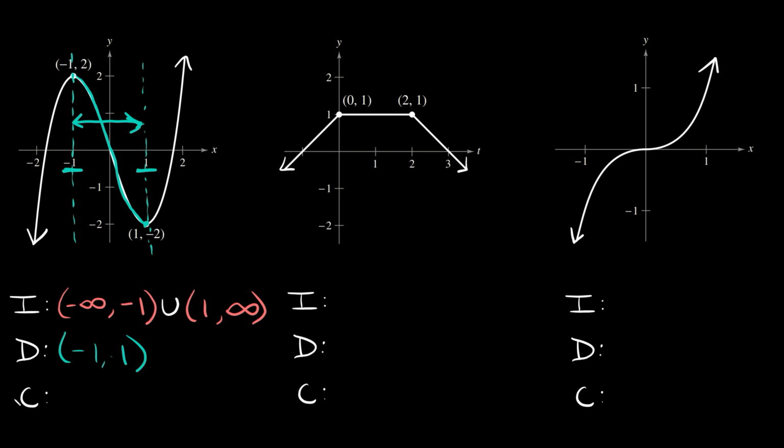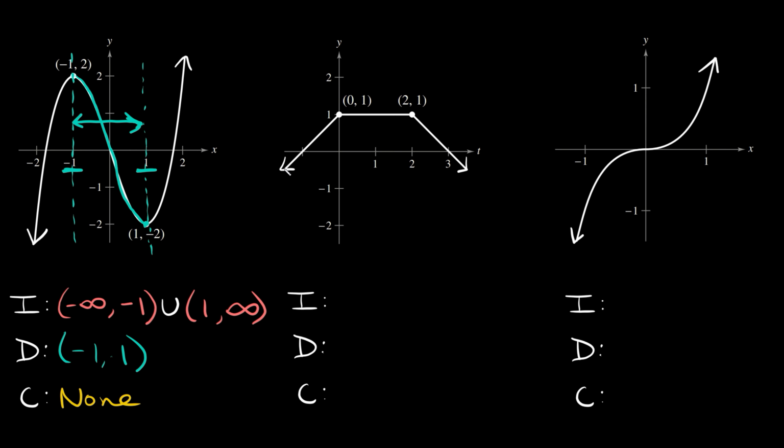Now, do we have any constant intervals? In this case, no. We don't have any, because constant intervals are just flat horizontal pieces, and we don't have any flat horizontal pieces on any part of this function. All right, so now let's go to the next one.